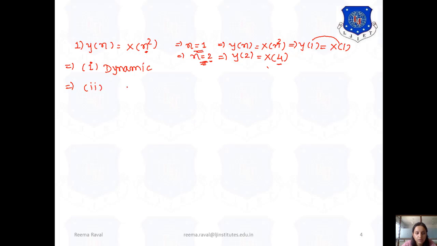Second property. Second property is what? Whether the system is linear or non-linear. For that we have to apply 3 steps to find whether it is linear or non-linear. So step 1 is what? We have to apply individual inputs and we will denote it as y3 dash of n. Here this will be x1 of n square plus x2 of n square.